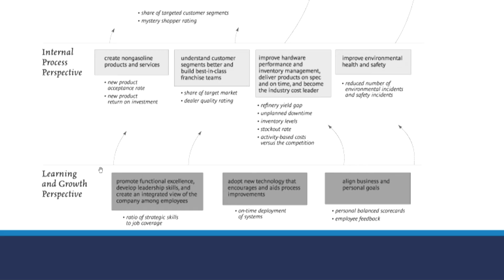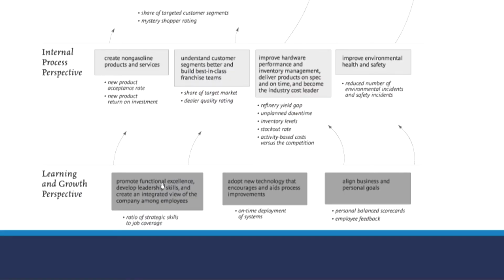Now, what is the learning and growth perspective? Every time you do something, you are continuously learning, right. Suppose you are working with a machine. The first time you take a lot of time and you make a lot of mistakes in handling the machine. The second time, third time, fourth time, as it goes on, the time consumption decreases and the number of defects also decreases. Okay. So, what happens here? Now, the company felt the need for promoting functional excellence, developing leadership skills and creating an integrated view of the company among employees. So, what kind of functional excellence and leadership skills are required, do the employees understand them, and if yes, what perspective do they look at it from?